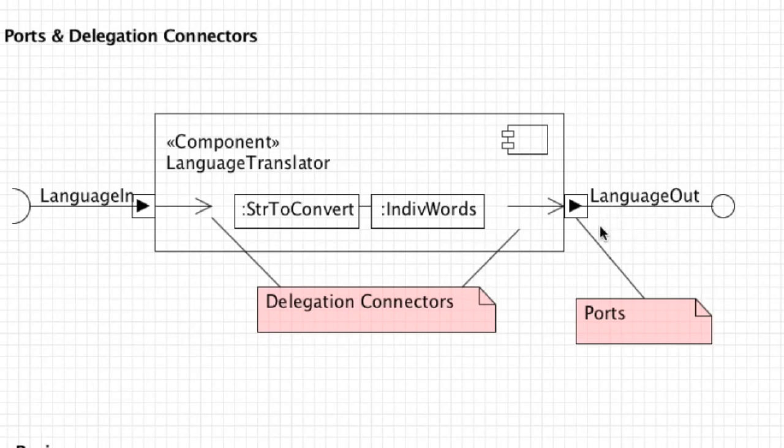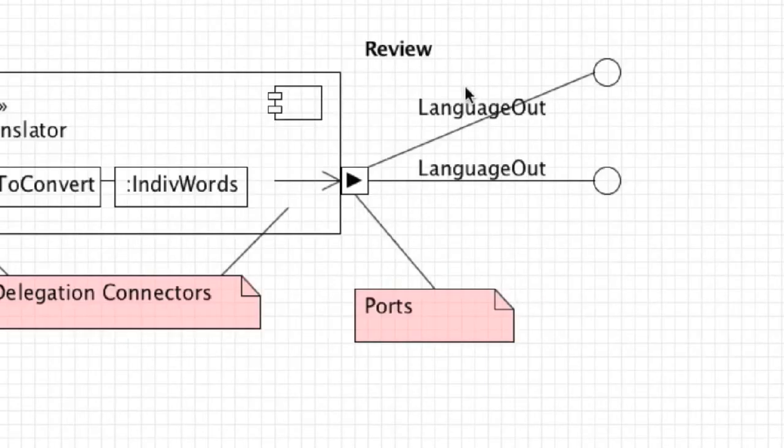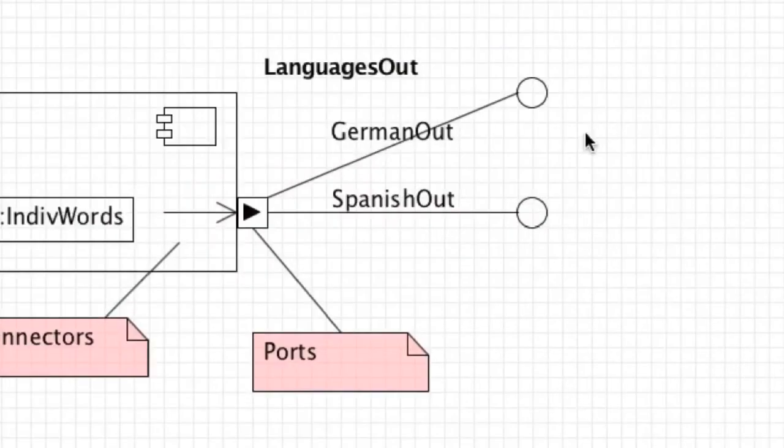So let's say I wanted to shoot out in multiple different languages. One language goes in, and one language would come out on the right side of the screen, or multiple different languages would come out. To document that would be quite easy. Let's say I wanted to mark this one as German out and this one as Spanish out, and then give this a name for languages out. Well, that's exactly the way I would do it.